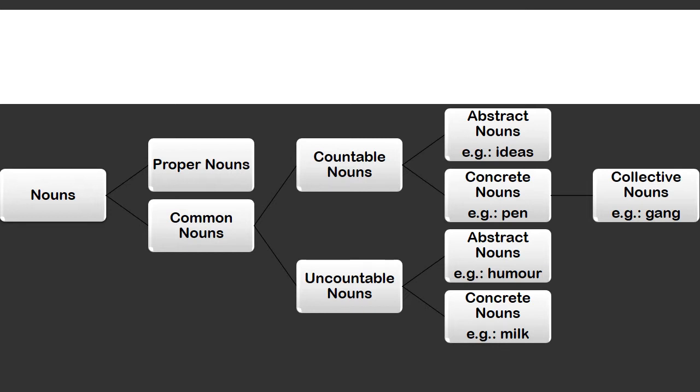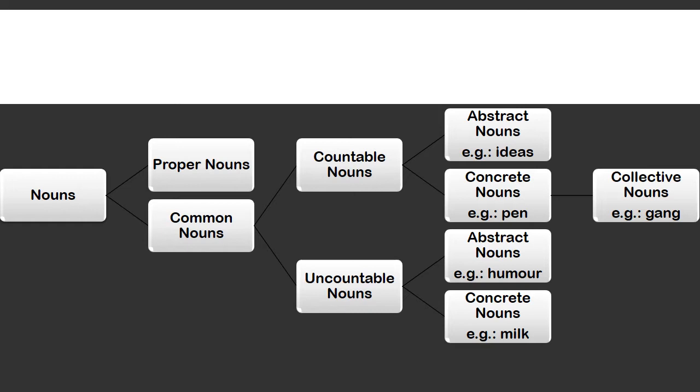Now again, the countable and uncountable nouns can be of two types, abstract nouns or concrete nouns, and the same way for uncountable nouns. Or we can even do it in reverse: common nouns can be divided into abstract nouns and concrete nouns, and they can be further divided into countable nouns and uncountable nouns. After that, we get concrete countable nouns, and in that we have the collective nouns, which are used to show a collection, a group of concrete countable nouns.